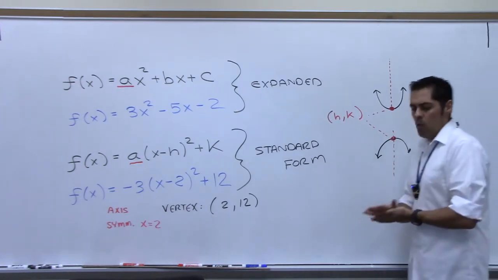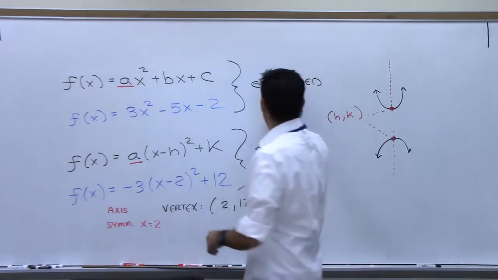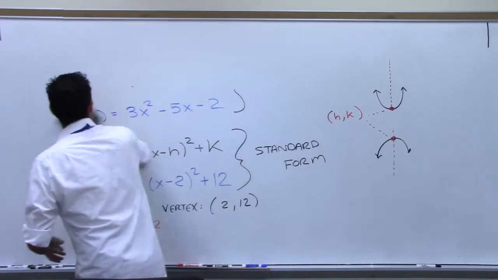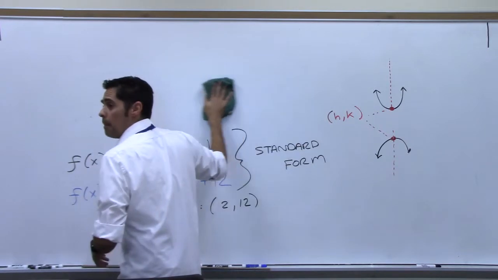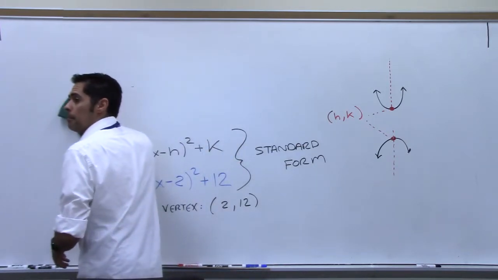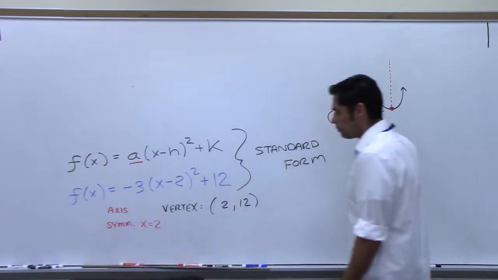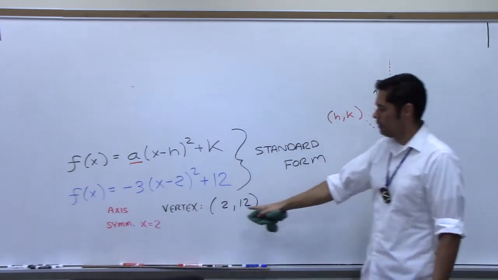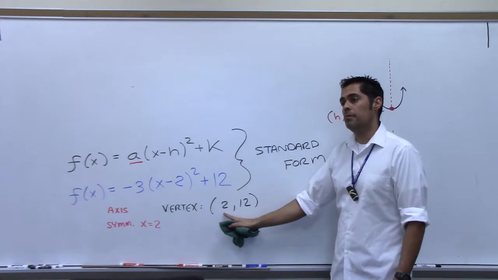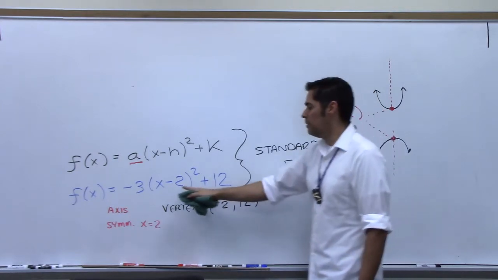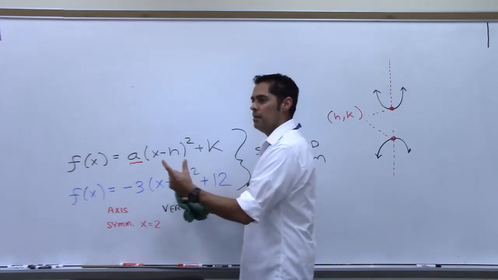How about a y-intercept? I'm going to erase this stuff. Actually, I think that one's wrong. The vertex is supposed to be negative 2, right? On the standard form, the vertex is supposed to be negative 2. Oh, it's the opposite. Yeah, it's opposite. Because remember, if we were going to move it around.